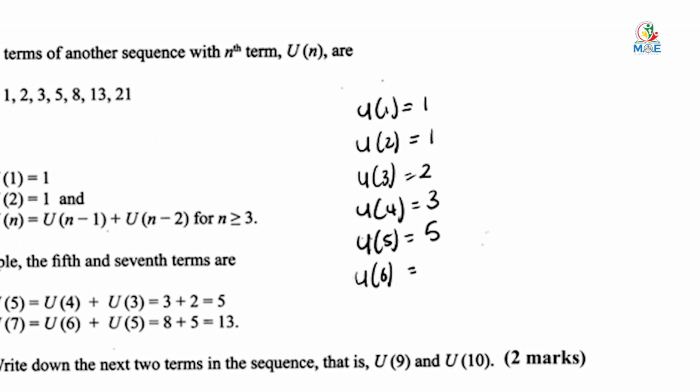u6, the sixth term, would be 8. And the seventh term would be 13. And the eighth term will be 21. So this is all we are given so far. This would make our work easier to answer the following questions.